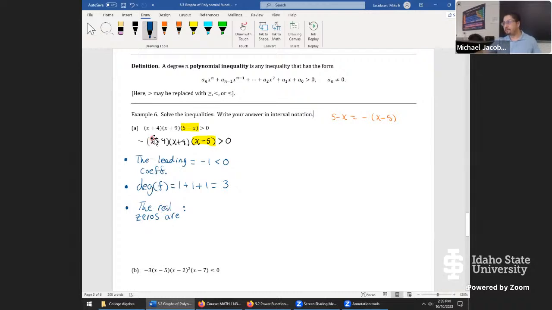So the real zeros, we can come up here. We're just going to take the opposite of the constant term. Put in -4 for x, and we get a 0. So that's our first one.